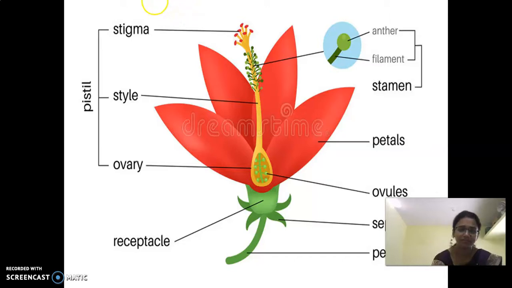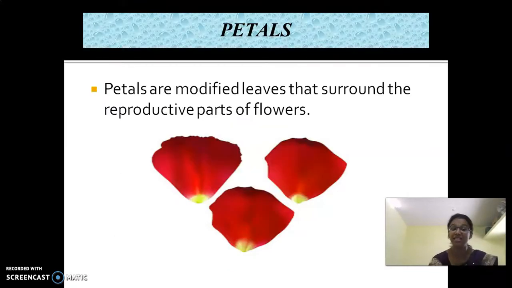Okay children? Look at here. First one is, as I said, petals. Petals are modified leaves. They surround the reproductive part of the flower. First we talk about the petals. These petals surround the reproductive part of a flower.